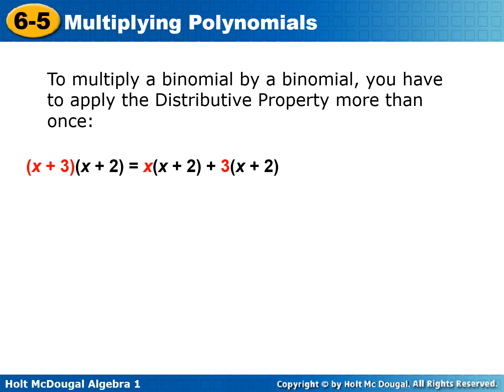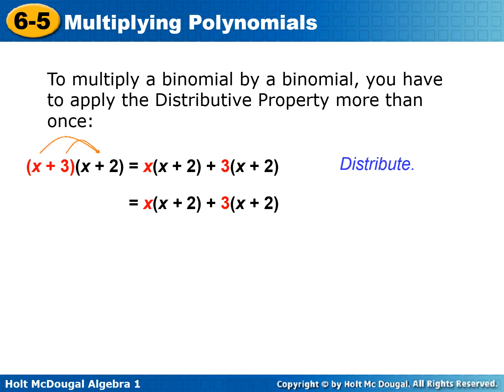The quantity of x plus 3 times the quantity of x plus 2 is equal to x times the quantity of x plus 2 plus 3 times the quantity of x plus 2. Now notice that our first binomial is in red and our second binomial is in black. So basically here what we did is we distribute the terms from the first binomial to the second binomial. So we have x times x plus 2 plus 3 times x plus 2. So that's the first time that we apply the distributive property.